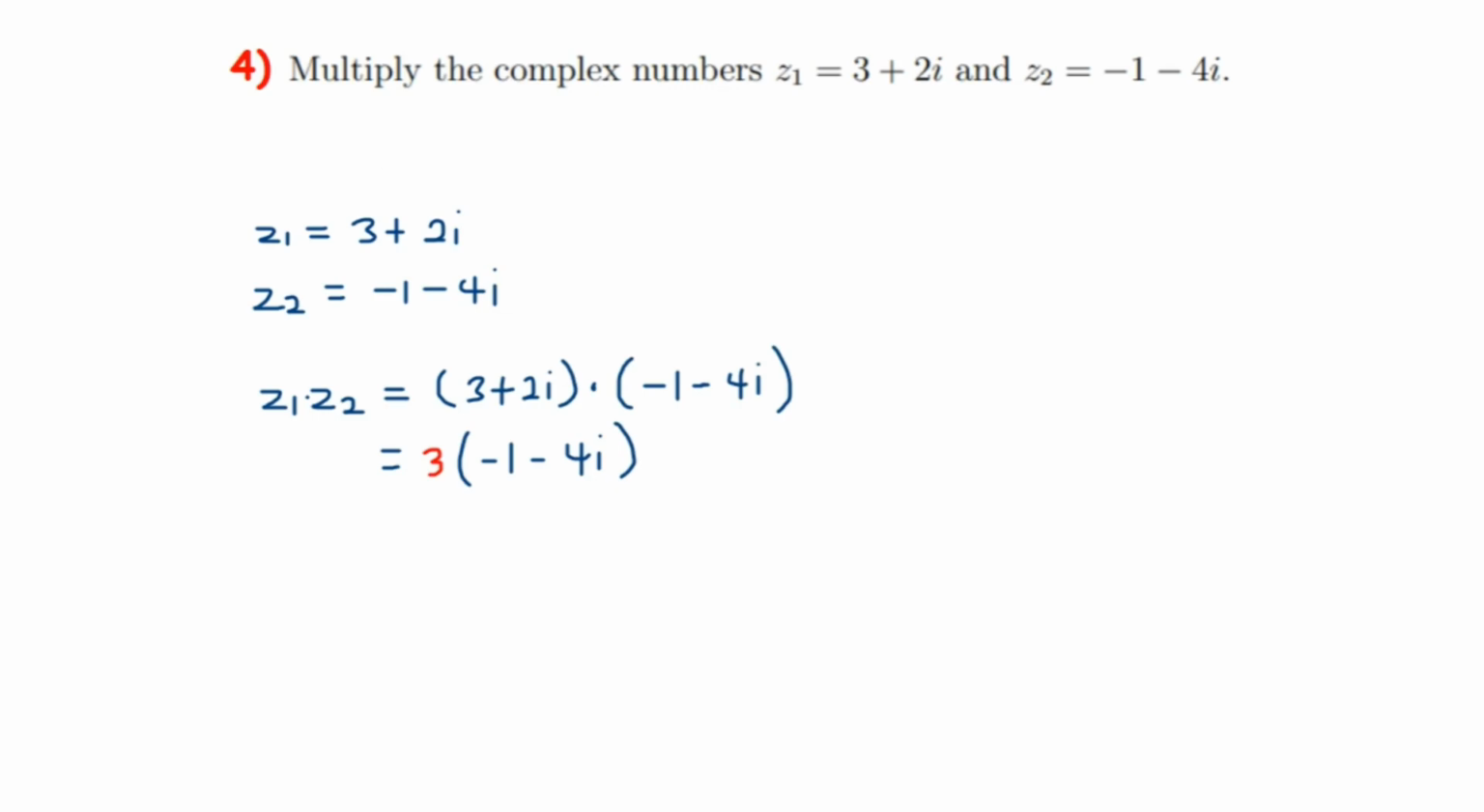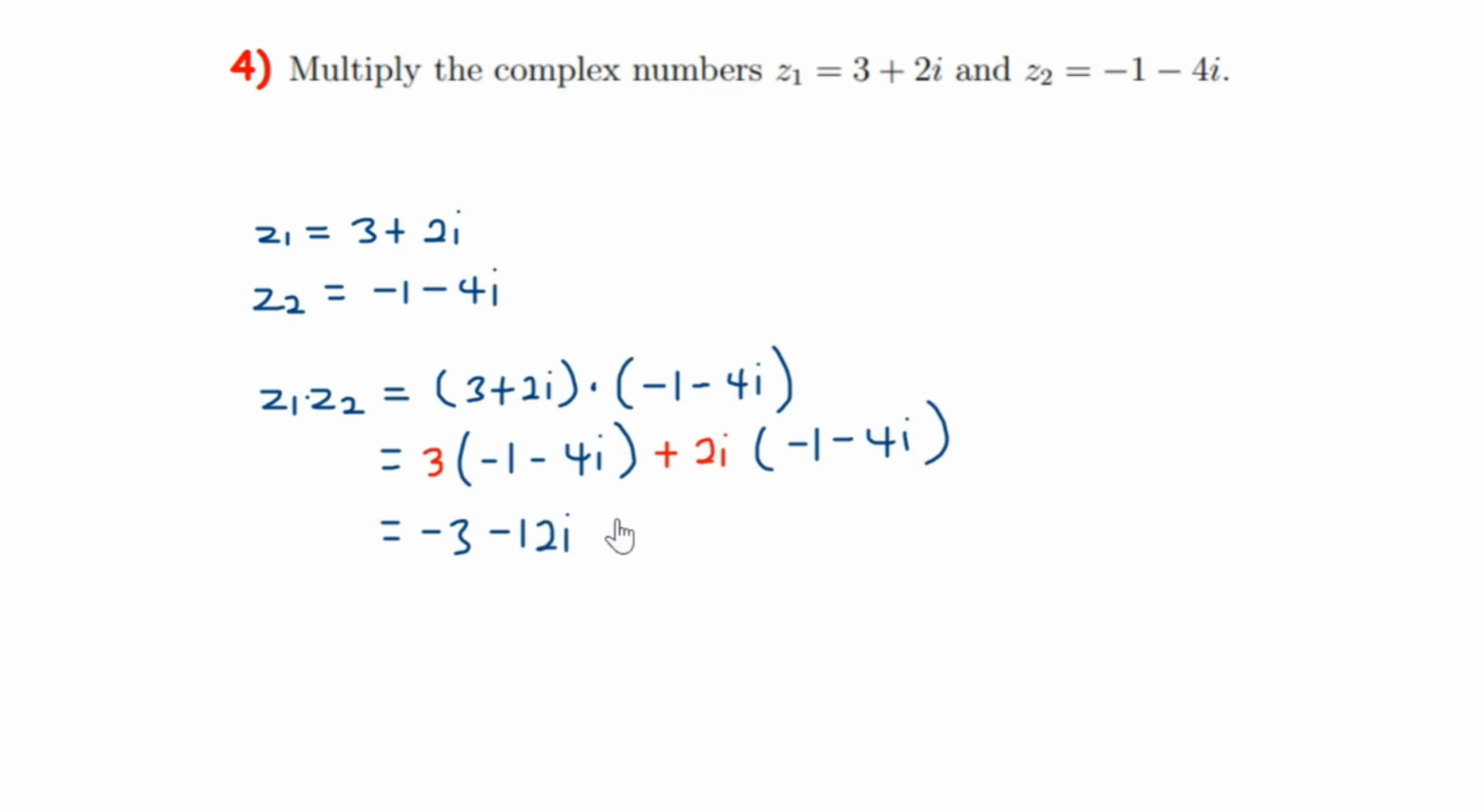Okay, then I'll come and take the 2i also. So that will be plus 2i. Okay, I'll multiply that also with the same second bracket. So that'll be multiplying minus 1 minus 4i. So now let's simplify this. This will give me 3 times negative 1, that will be minus 3. 3 times minus 4i, that will be minus 12i.